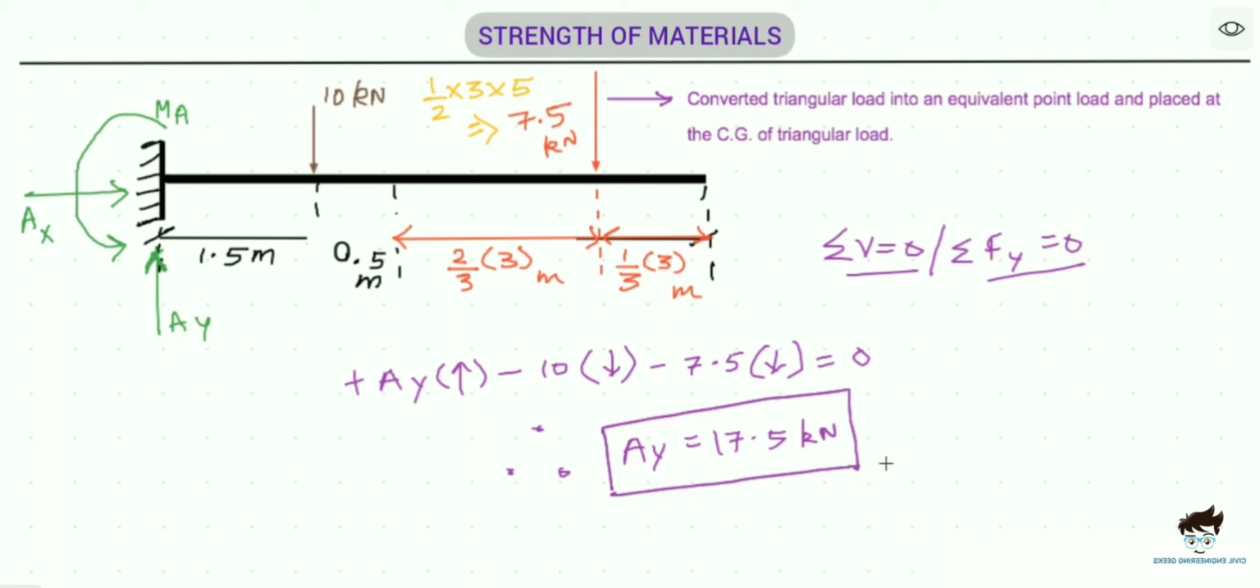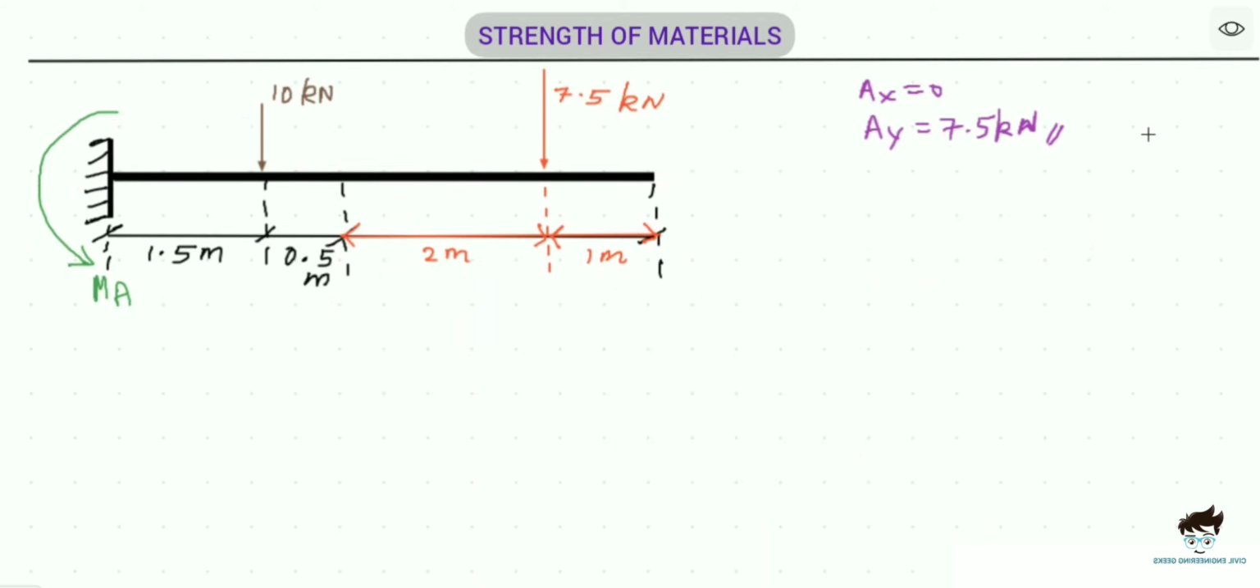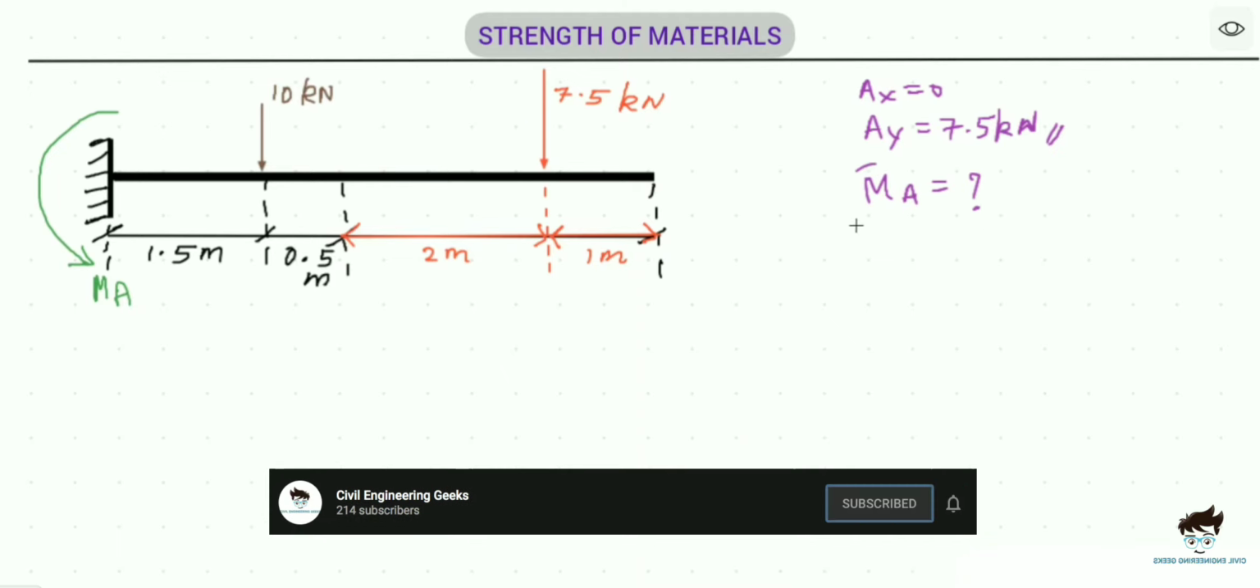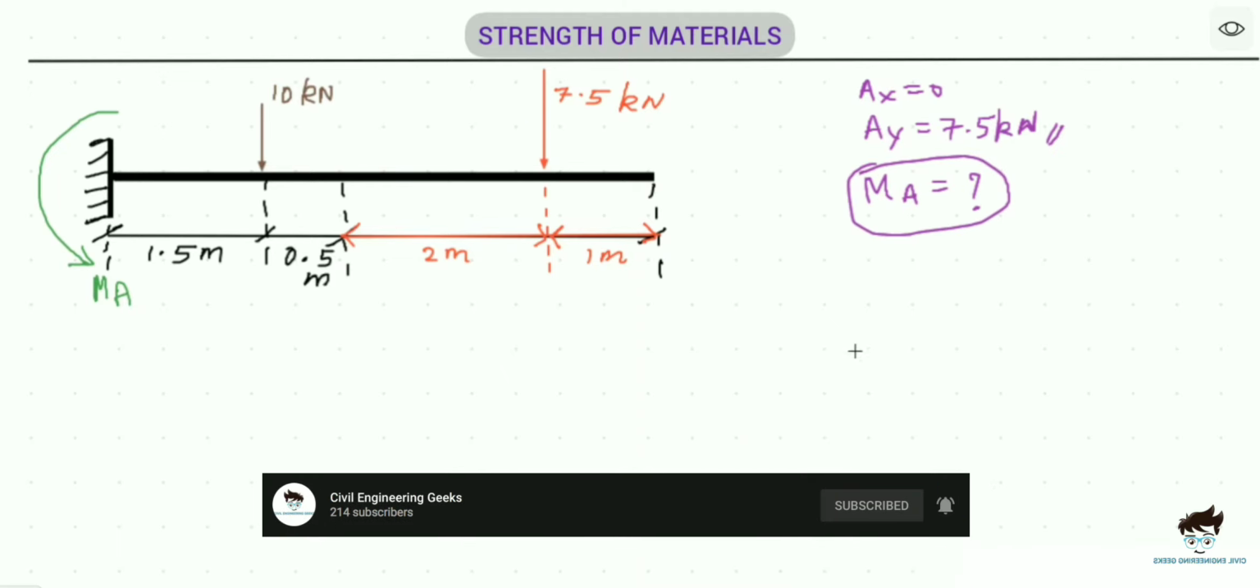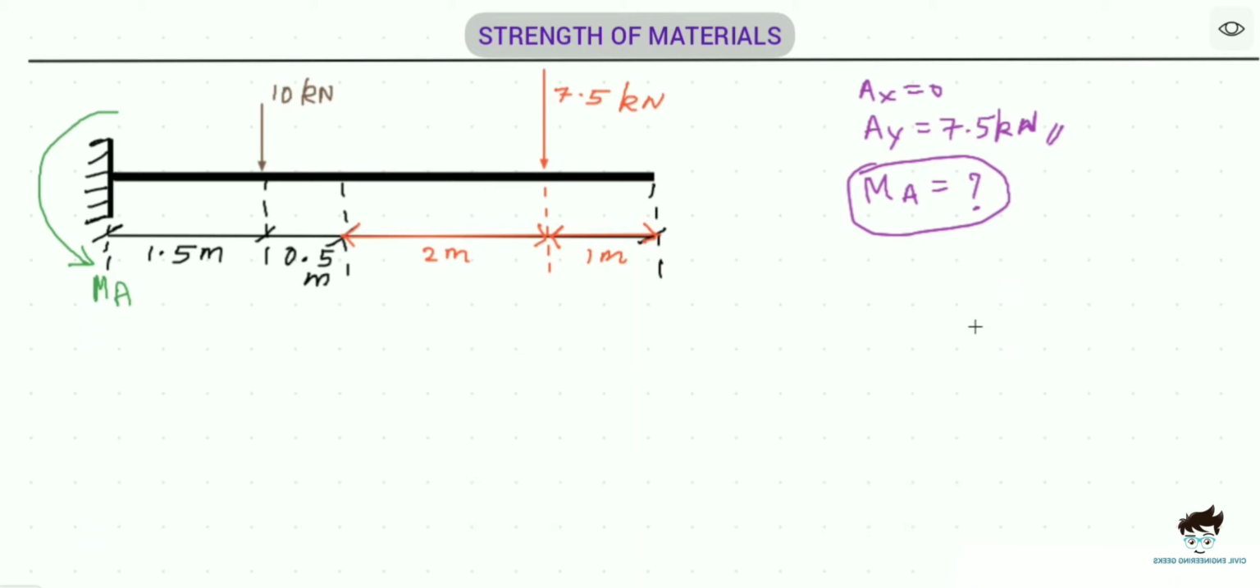Okay, coming back. So we have found AX and AY. And now it is time to find our MA. How are we going to find this? We are going to use our third equilibrium equation, summation of moment equal to 0, to find it. But how can we use this equation? We know that the moment is not 0 at that point A. Exactly, you are right.